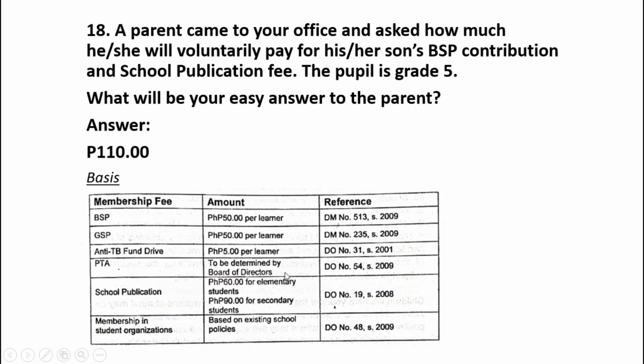And PTA to be determined by Board of Directors. Kasi minsan yung PTA fund, merong ibinibigay sa local, sa district. So, nadidetermine siya. School publication, depende sa resolution. School publication is a minimum of 60 pesos for elementary students and 90 pesos for secondary students. That is under DepEd Order number 13 series of 2008. And membership in student organizations based on existing school policies and yung mga science club, Filipino club, English club, and all others. DepEd Order number 48 series of 2009.